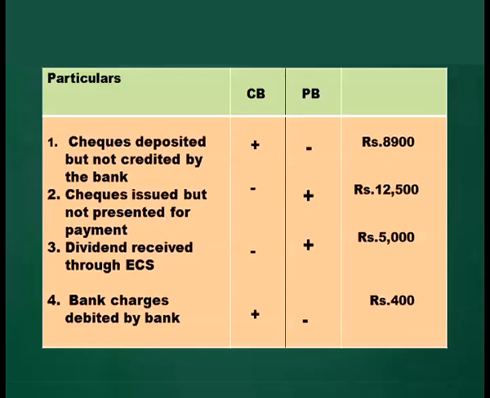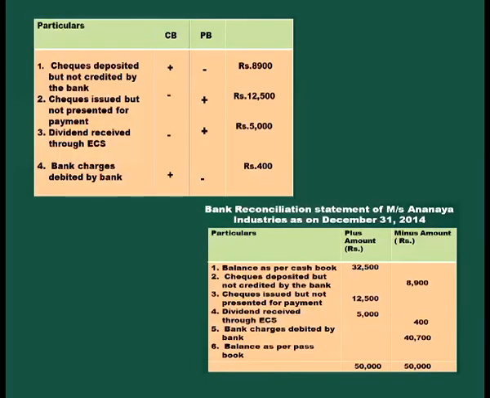This is the rough sheet you have prepared, and you are starting with the balance as per cash book. So, you have to look into the column of the passbook and do accordingly, then you will get the answer. This is your rough sheet. Here, balance as per passbook 32,500.